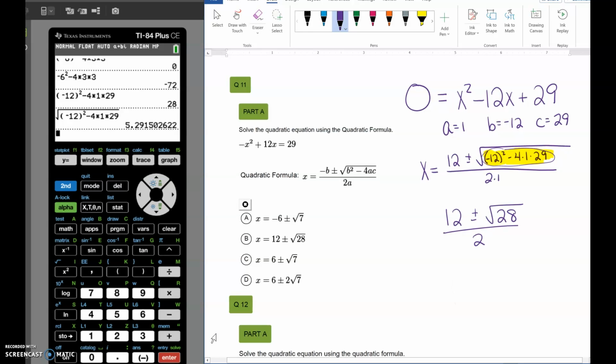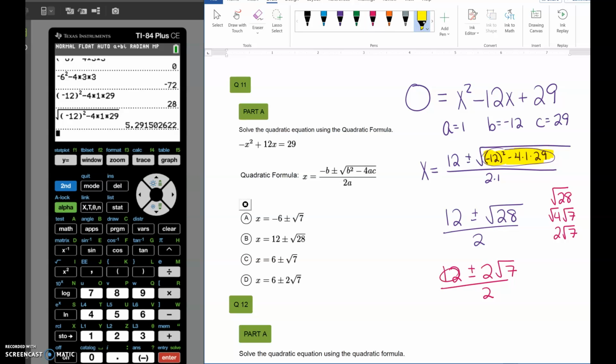Okay, now you might notice that these answers don't look like this. There must be some simplification that has to happen. So think about the square root of 28. I can split that into the square root of 4 times the square root of 7. So this is 12 plus or minus 2 times the square root of 7 over 2. Okay, I'm seeing some stuff that looks kind of like that, but not quite.